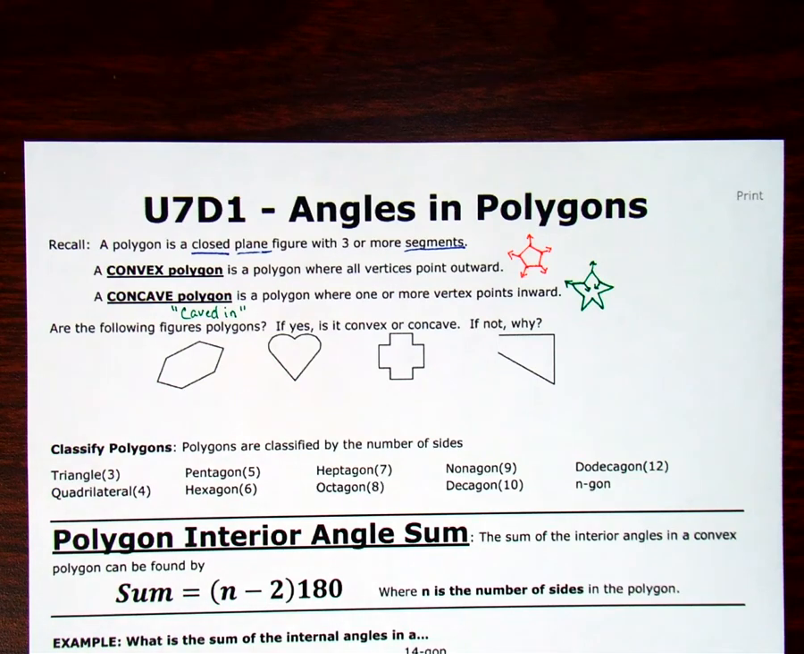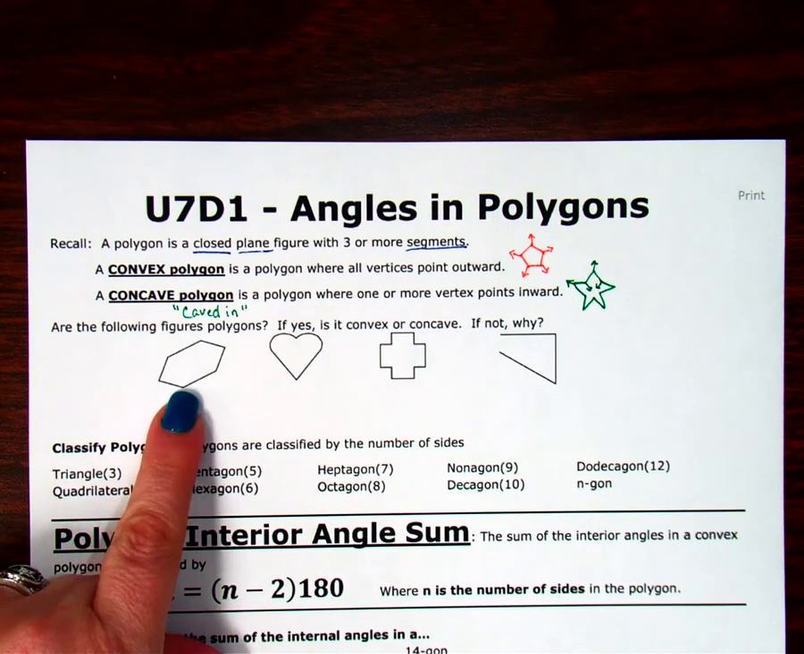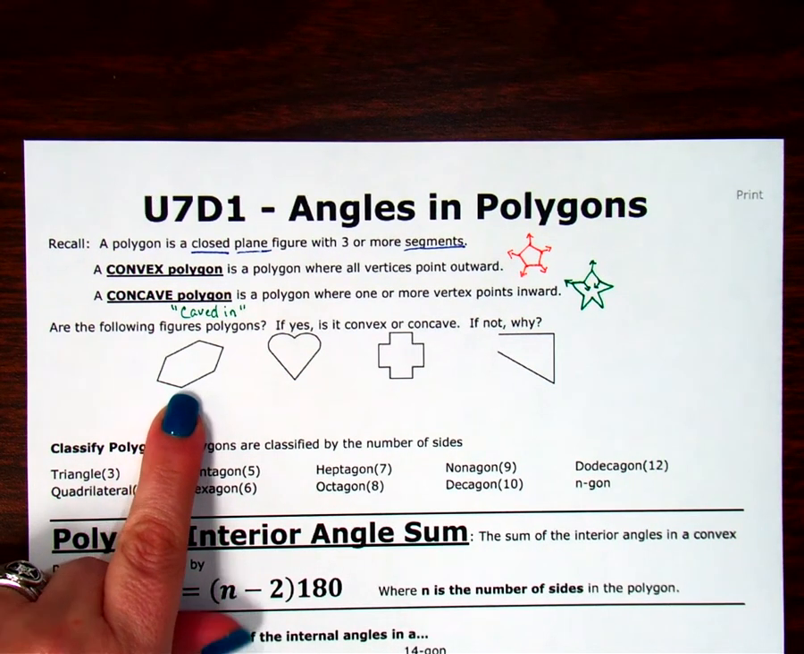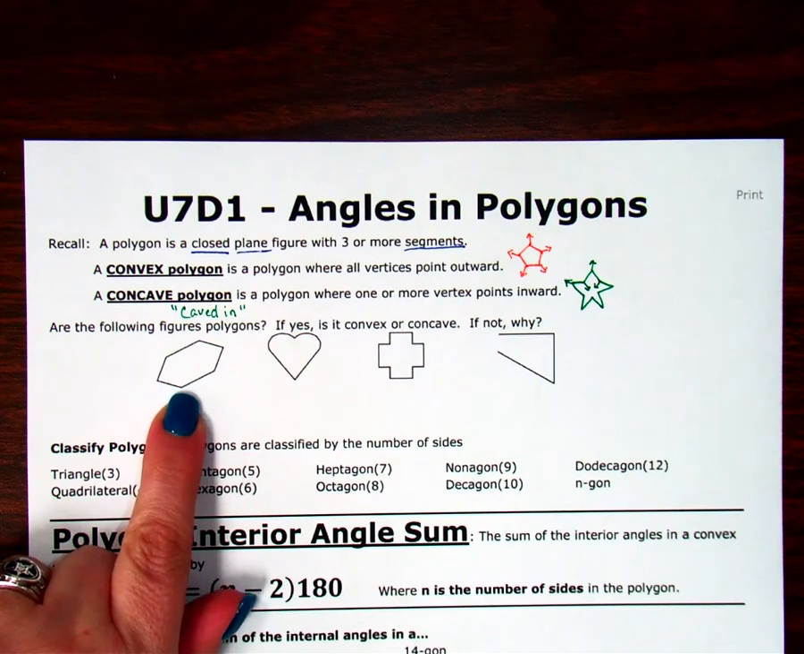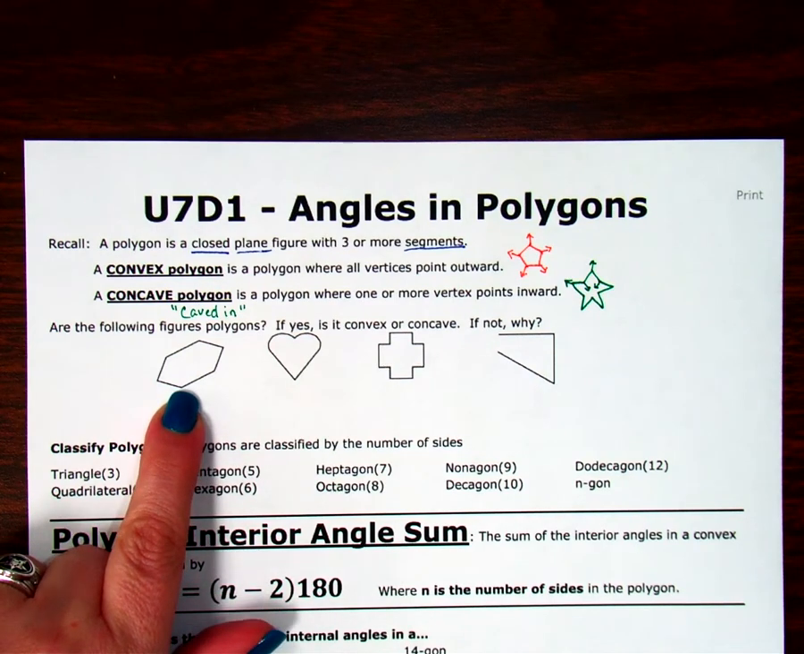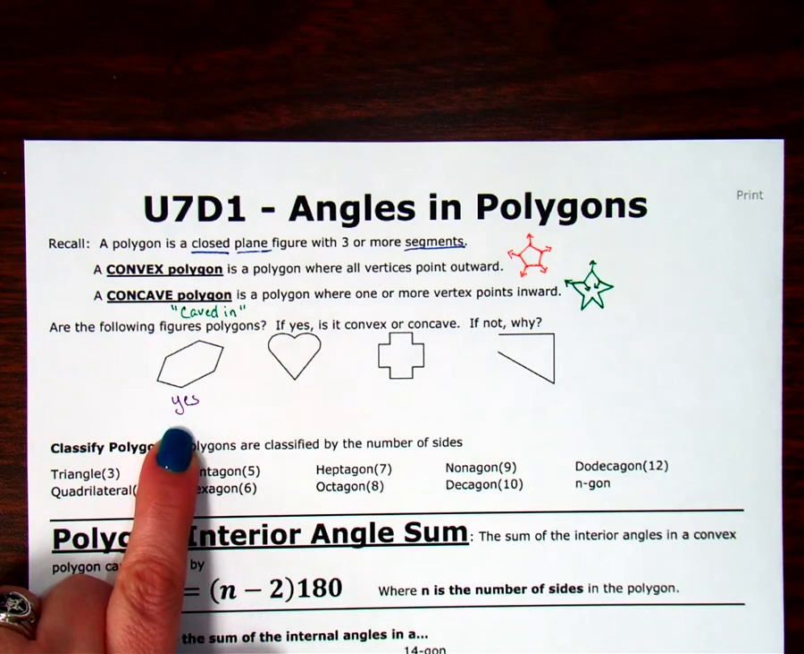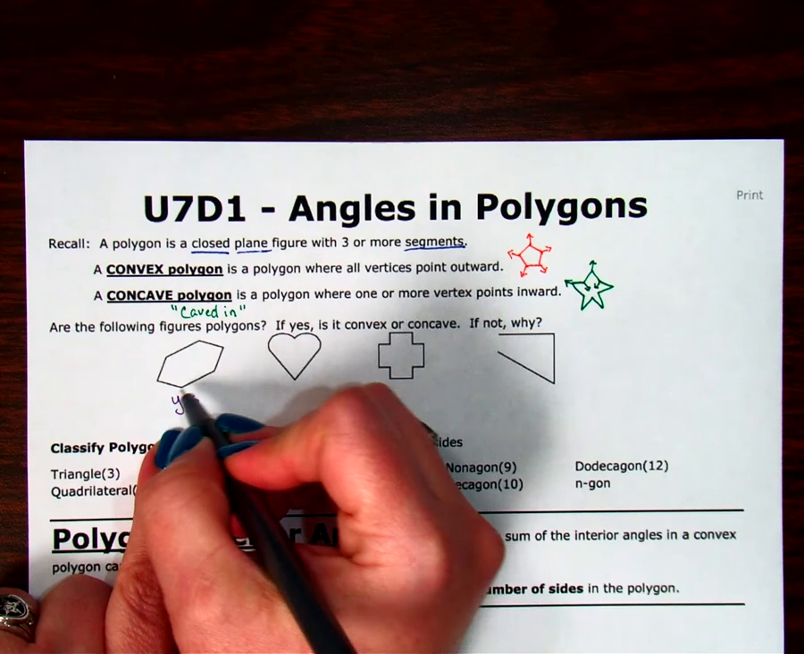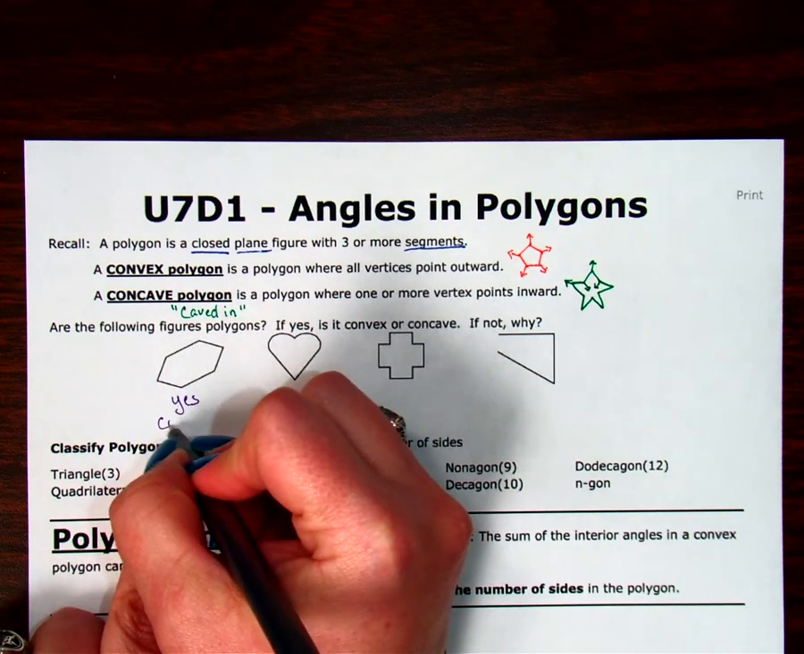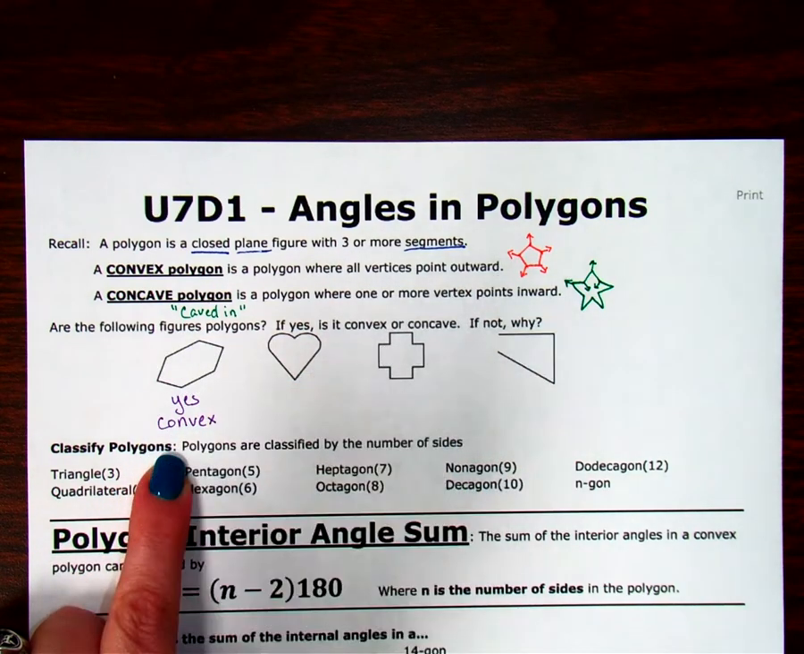So when I look at the next 4, let's take a moment to decide whether or not these are polygons, and if they are, are they convex or are they concave? So when I look at my first one, is it closed? Yes. There's no gaps in my sides. Is it flat? Yes, it is. And is it made all with segments? Yes. So we're going to say yes. This is indeed a polygon, and then do all my corners point outwards? Yes, they do. So this is yes, and it is convex.